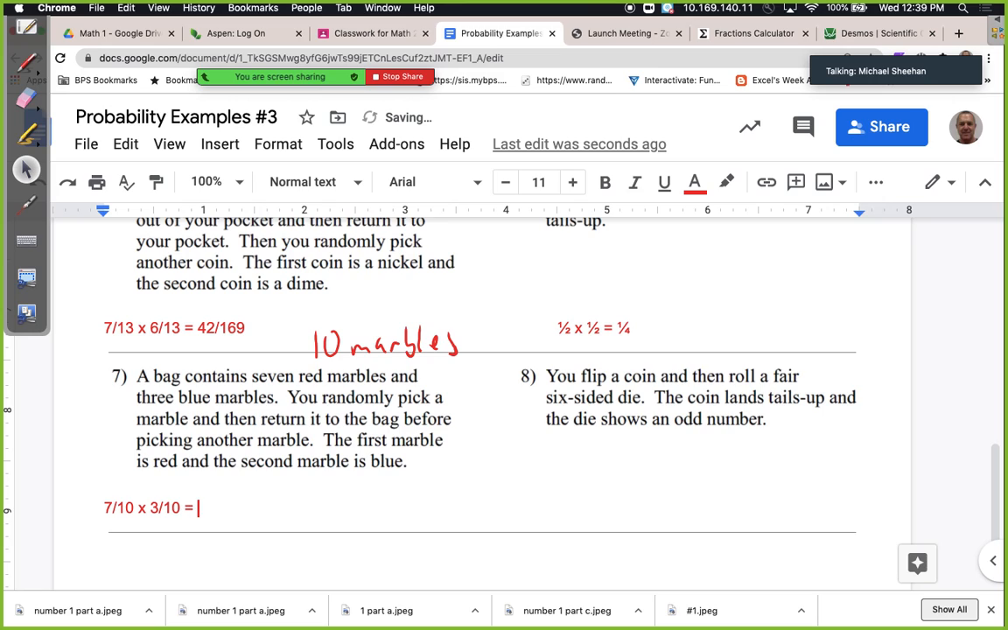And then you just give an answer. Use the calculator if you need to. This one's going to be 21 divided by 100.